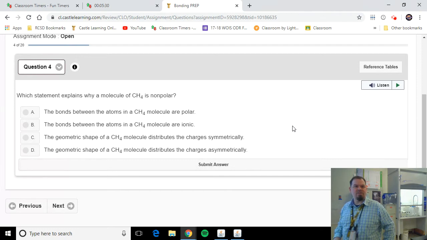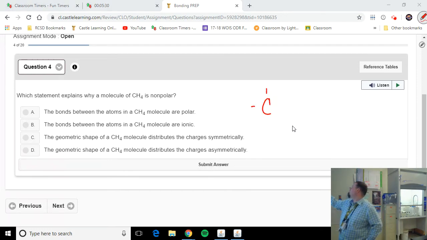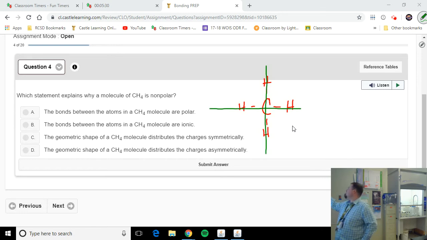Which statement explains why CH4 is nonpolar? Well, let's draw it. C, 4 bonds, H on each side. It's nonpolar because it passes the symmetry test this way, and it passes the symmetry test this way. So that's what makes it nonpolar.